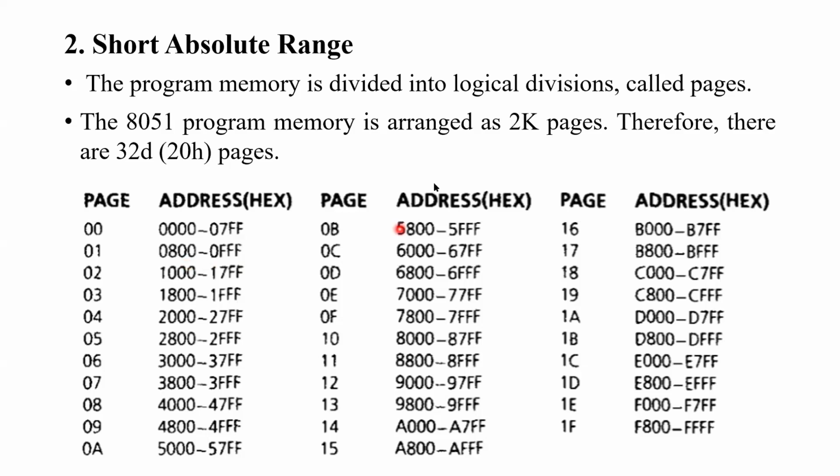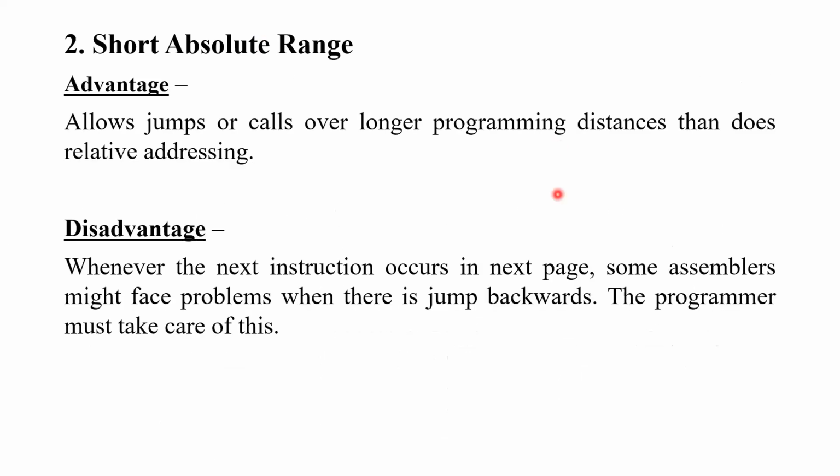So in short, the absolute range is between 2K pages. It is the 2K page that is the range. Now, the advantage of short absolute range is that it allows jumps or calls over a longer distance than relative addressing does. We know that the relative addressing range is only for how much? The address which we can access using 8 bits or 1 byte, that is plus 127D to minus 128D.